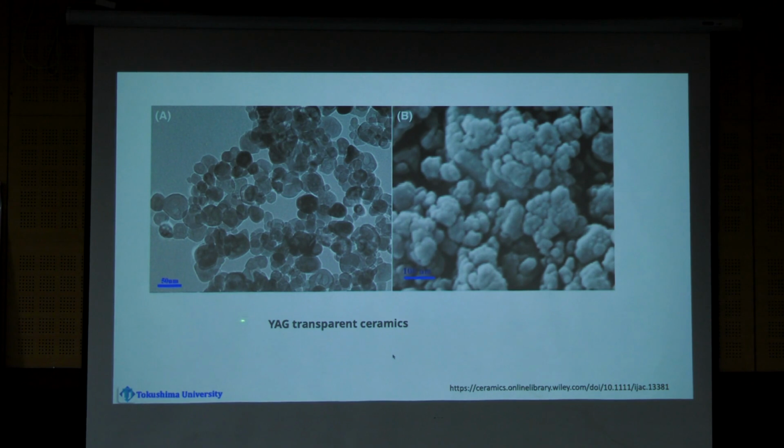You can see YAG, yttrium aluminum garnet, this kind of phosphor material, the size is 50 nanometer. But you can see some particles are very small, like this one, and some particles are very big. This is very small, this one is very small, this is medium size, and this is bigger size. Why is there variation of size? Because of the probability of the steel ball hitting the bulk particle.